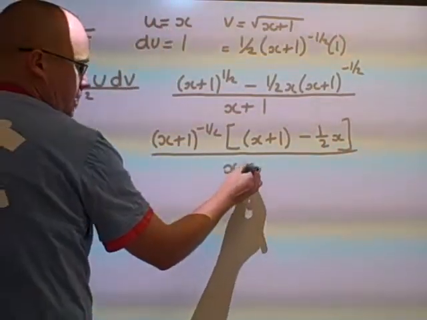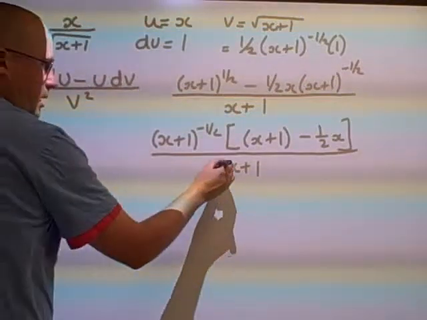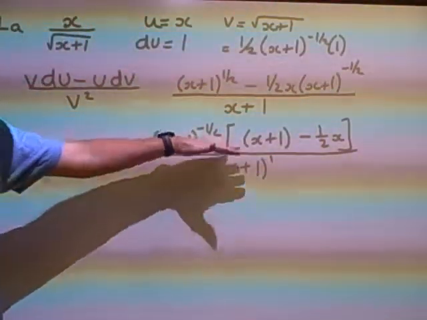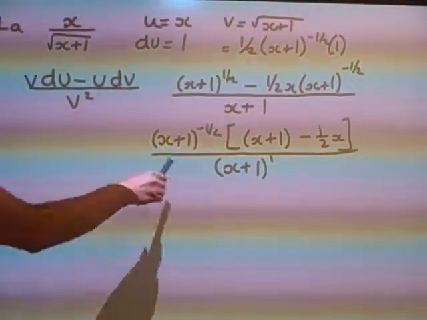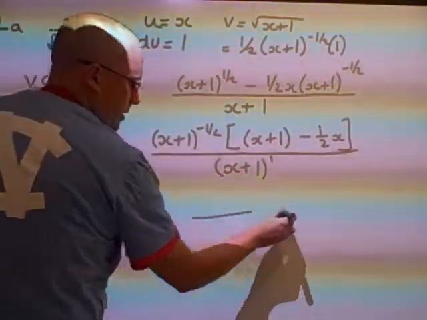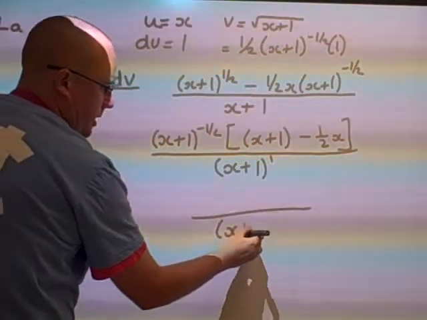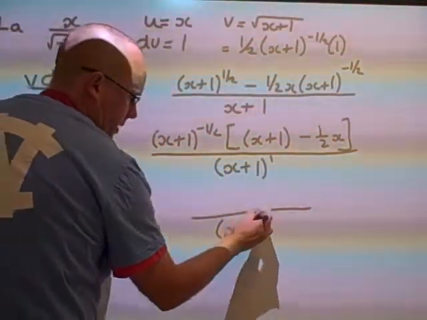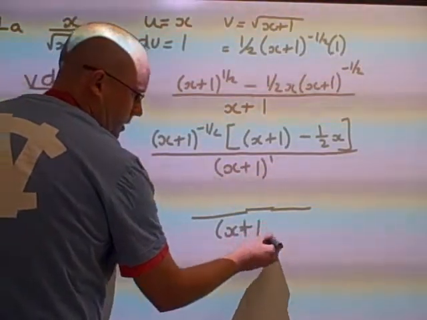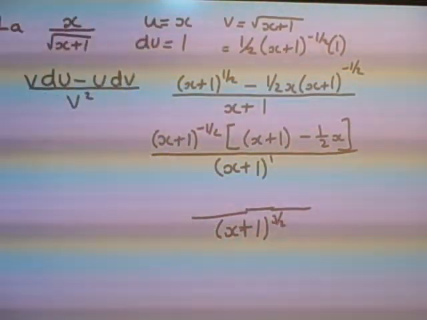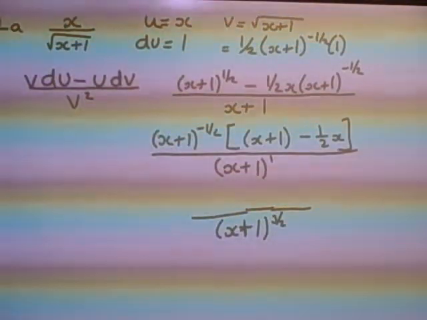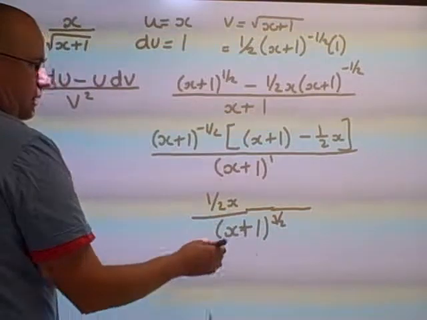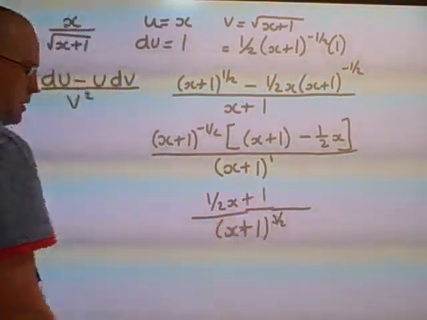All over x plus 1. Now I can also use that rule of exponents again, but this time for division. So when I divide, I'm going to subtract the two exponents. So negative 1 half take away 1 is negative 3 over 2. So as it's negative, I can just bring this to the bottom here and write it as positive 3 over 2. Inside the parentheses, I got x take away a half x, which is a half x, and then plus 1.